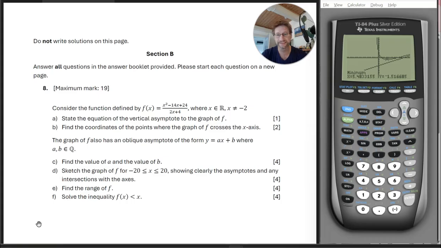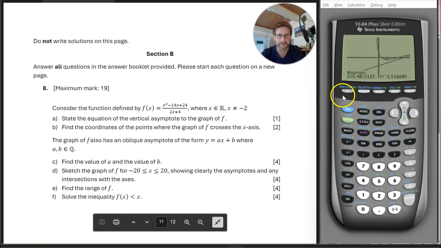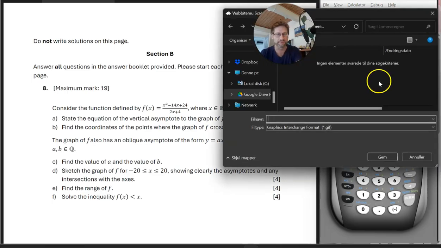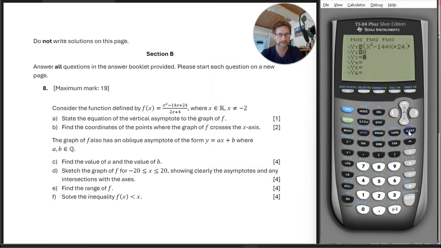Final question says solve the inequality. We want f of x to be smaller than x. So x is a function, a very simple function, but we can put it in, and maybe we're not so interested in the asymptote now, so let's just remove that, clear that, and then we make a function that y equals x. Then we draw the graphs. Here is our function, and here comes the graph y equals x.